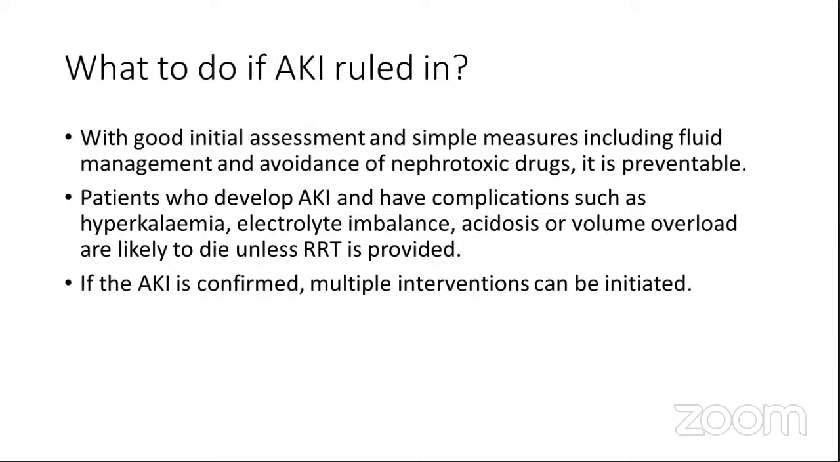What to do if AKI is ruled in? With good initial assessment and simple measures, including fluid management and avoidance of nephrotoxic drugs, it is preventable. AKI is preventable. Patients who develop AKI and have complications such as hyperkalemia, electrolyte imbalance, acidosis, or volume overload are likely to die unless renal replacement therapy is provided. If the AKI is confirmed, multiple interventions can be initiated.